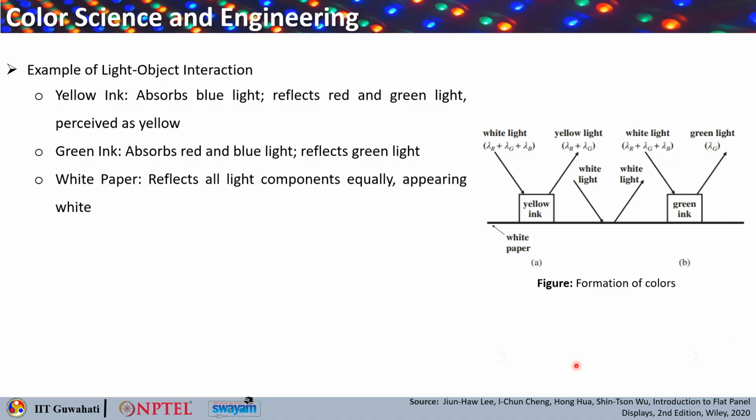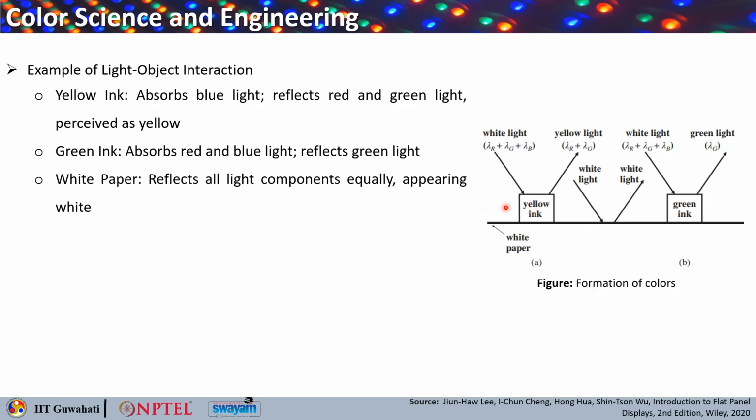Okay. So, we can illustrate this using an example. If you have yellow ink on a white paper and you are sending white light, what will happen? Only the yellow light will get reflected. So, if you split white light, what is it? White light is nothing but lambda r plus lambda g plus lambda b. So, it has got red, green and blue. Now, this yellow ink will basically reflect yellow, that is basically red and green. So, what is happening? This is actually absorbing the blue wavelengths.